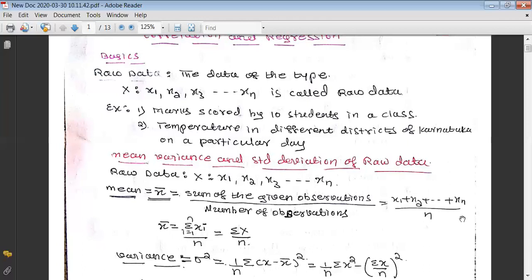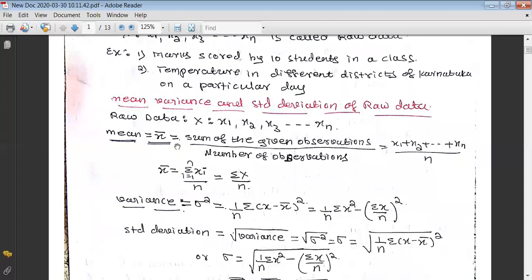The same thing we can write as summation xi, i varies from 1 to n, divided by n. These xi values are nothing but the observations under the heading of the variable x, so it can be written as summation x divided by n. Therefore, the expression for mean is given by x bar equals summation x divided by n, that is, the sum of the observations under the variable x divided by the number of observations.